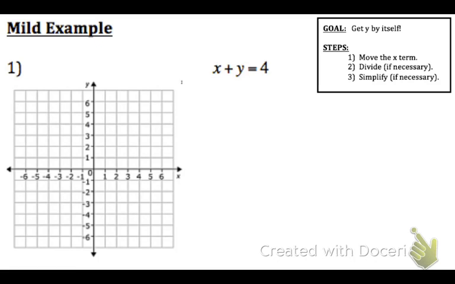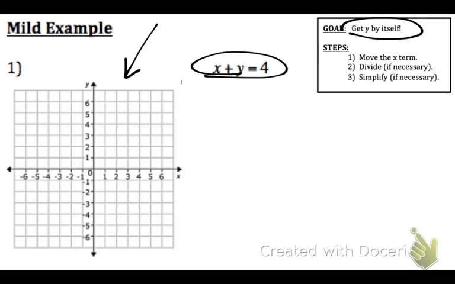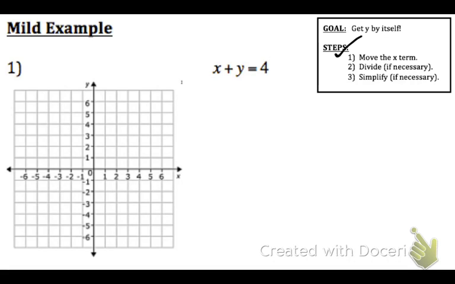Our first example is the easiest. I'm going to call this our mild example. Okay, right here we have a standard form equation, and our goal is going to be to get y by itself, and then we're actually going to graph it after that. Okay, so our three steps are going to be to move the x term, divide if it's necessary, and simplify if it's necessary.